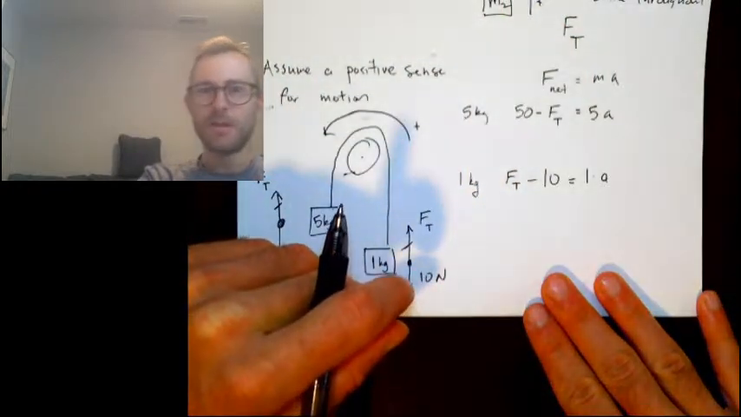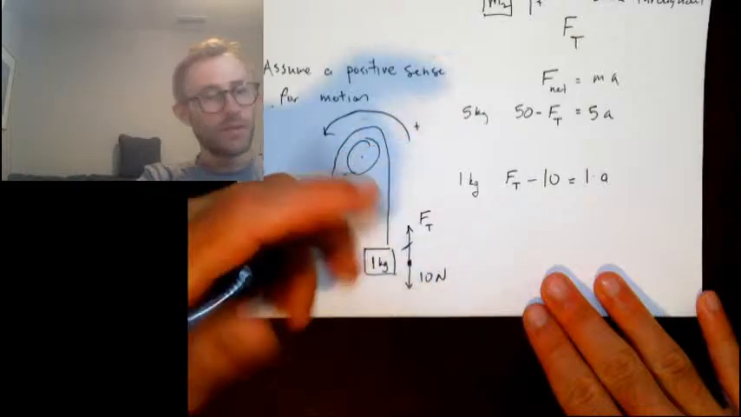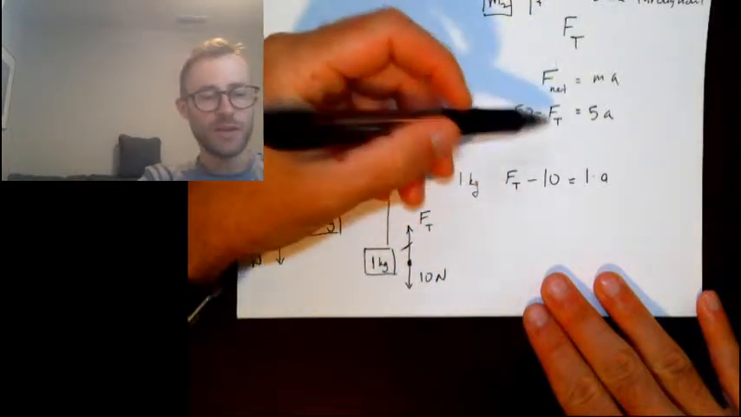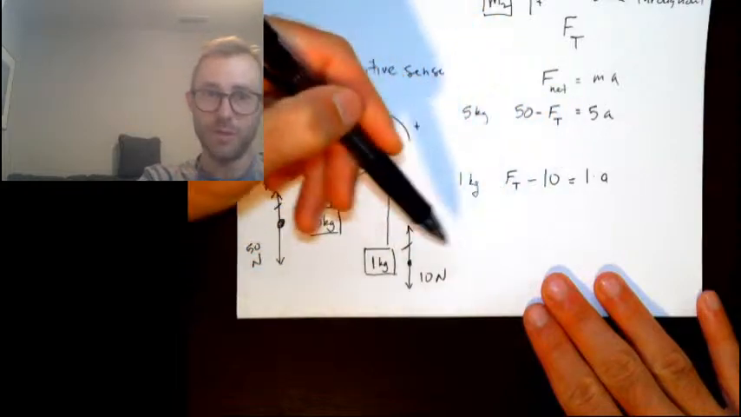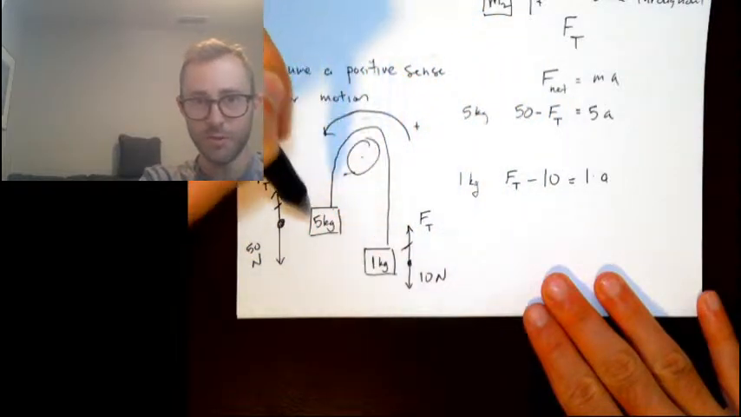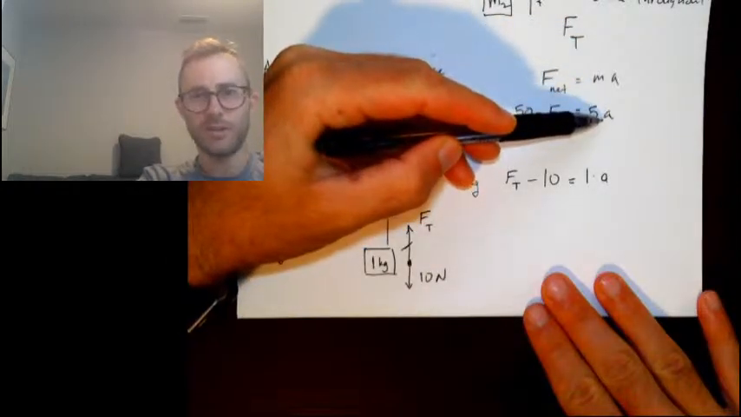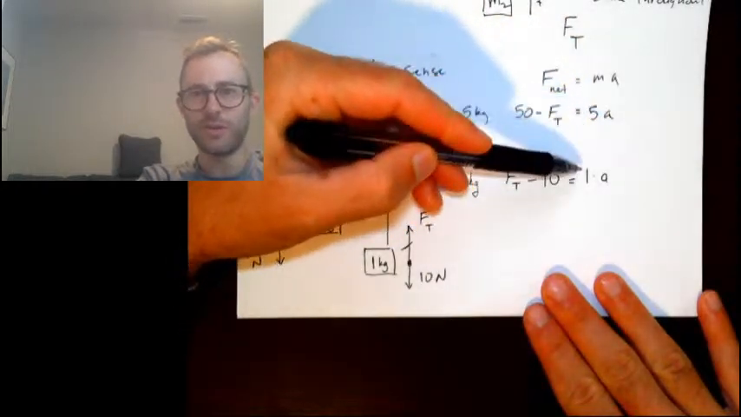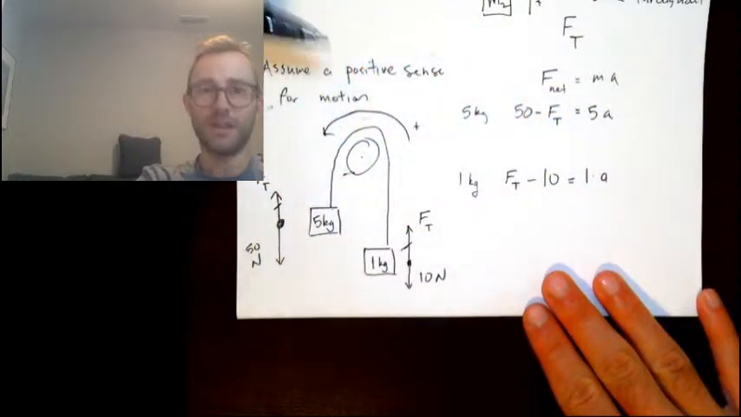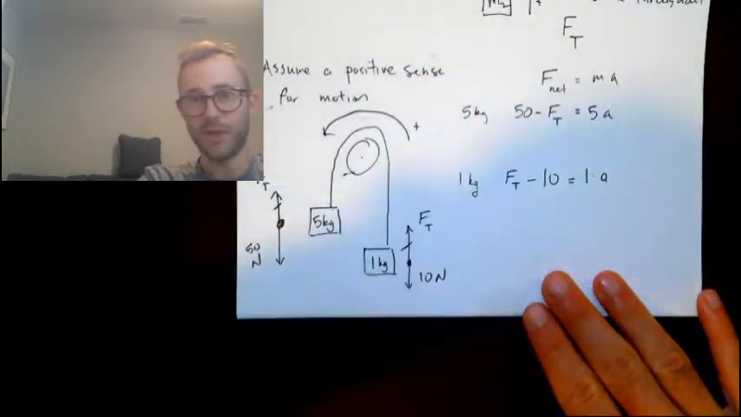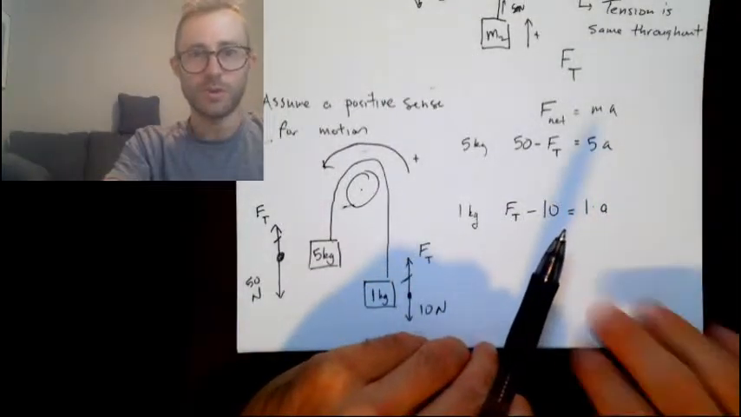All right? Couple of things to remember. The two tensions are the same, so I don't have to have an F sub T5 and an F sub T1, because it's the same rope, so therefore the same tension. Second thing to note is that even though these are different masses, their accelerations are the same because they're connected by the taut rope. So if the 5 kilogram drops 1 meter, the other one rises 1 meter.